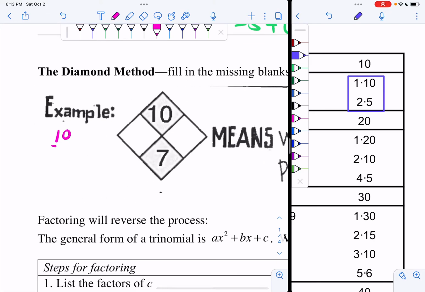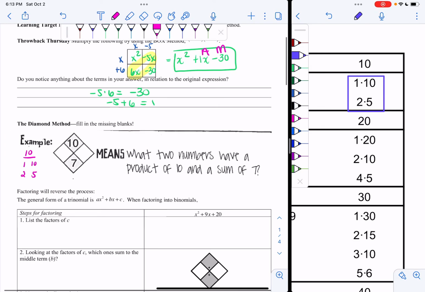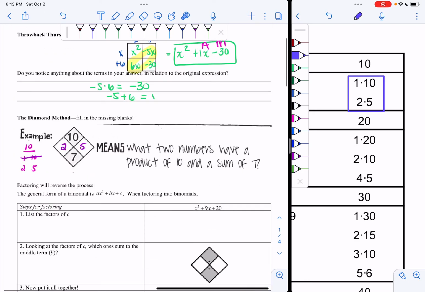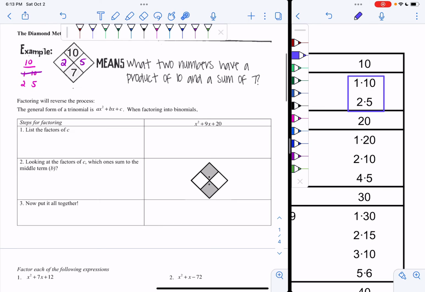So that's exactly what we're going to do. We're going to write 1 and 10 and 2 and 5. If we put in our 1 and our 10, 1 times 10 is 10, but 1 plus 10 is 11, not 7. So I know it can't be my 1 and my 10, so it has to be 2 and 5. Now let's look: 2 times 5 is 10, and 2 plus 5 is 7. So we are actually factoring right now. We're going to use the diamond method to factor.